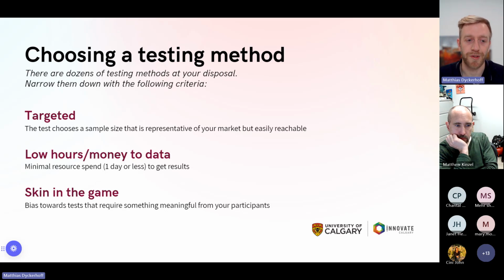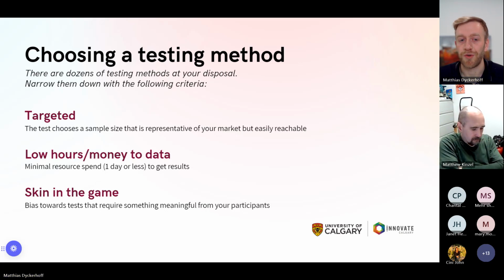I also tend to bias towards low hours or low money to data, especially early on in testing a business idea. You want to spend a day or less to try to get results. And with these targeted methods, that's the real benefit, is that you can do a bunch of repeated tests: okay, I want to test demand, I want to test supply, I want to test partnership, right? And then you're not investing days or even weeks of time to get that rapid feedback.